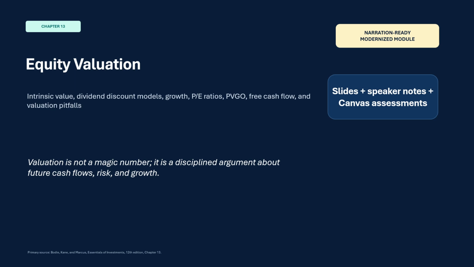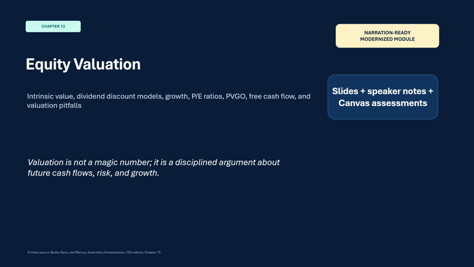Welcome to Chapter 13, Equity Valuation. Valuation is where finance takes an uncertain future, makes the assumptions explicit, and then, with admirable confidence, formats the answer to two decimal places. The decimal places are not the problem. Forgetting the assumptions is the problem.